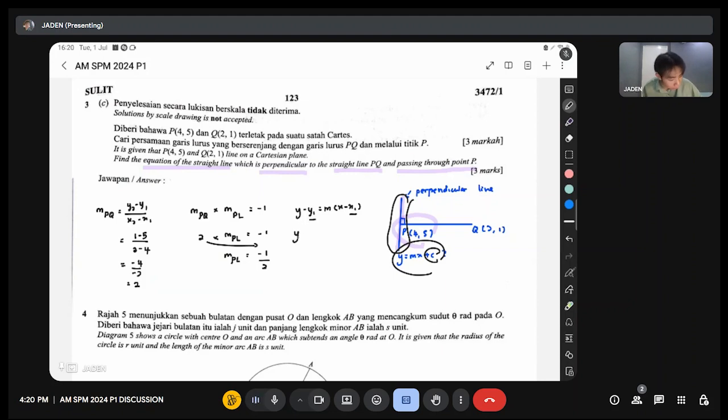So this is y minus 5 equal to gradient -1 over 2 bracket x minus 4. And then you want to rearrange this equation into y equal to mx plus c format. Okay, so this is y minus 5 equal to -1 over 2x plus -1 over 2 times -4.